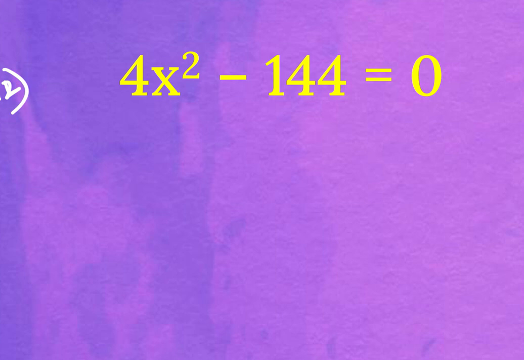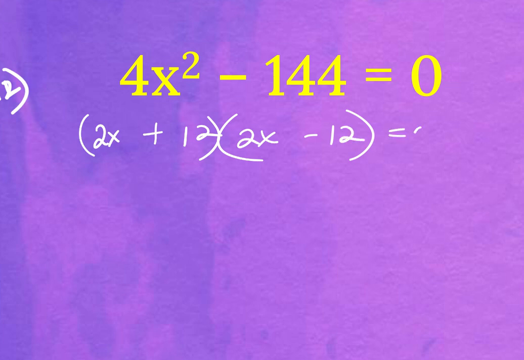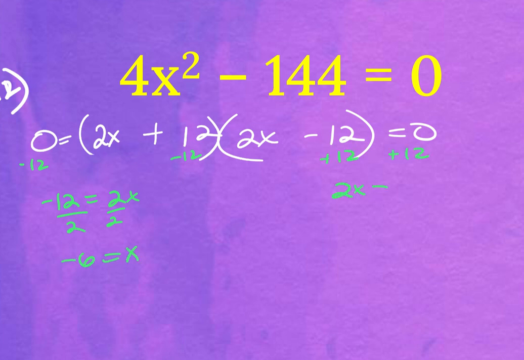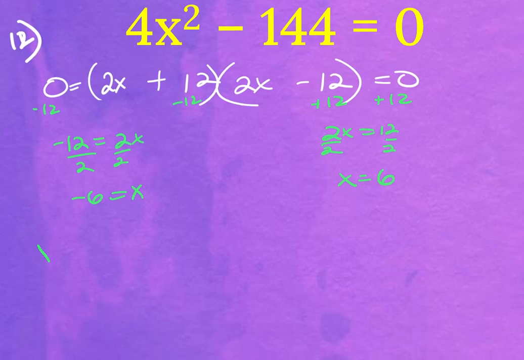So there's actually three ways to do this. This is one, the difference of perfect squares. So this would be 2x and 2x, positive 12 and negative 12, and then split and solve. I would subtract the 12 and then divide by 2. Same exact process on the other side. Add the 12, divide by 2. So solutions there, negative 6 and positive 6. That's the first method, difference of two squares.